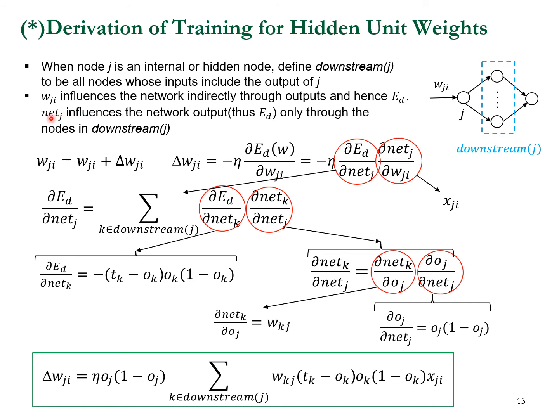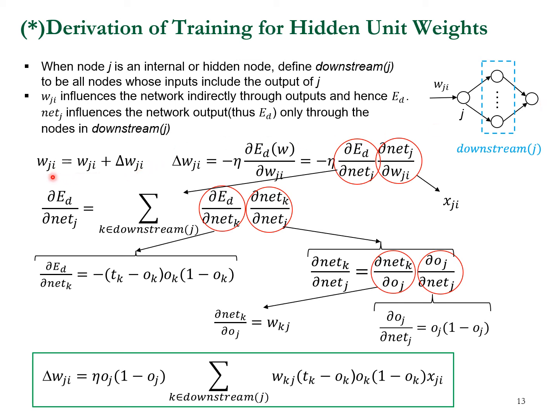And net J, the net value within node J, influences the network output only through the nodes in downstream. So when you update this, you are updating the output of J, but that output of J indirectly influences the network output and also indirectly influences the error value of the network, right?